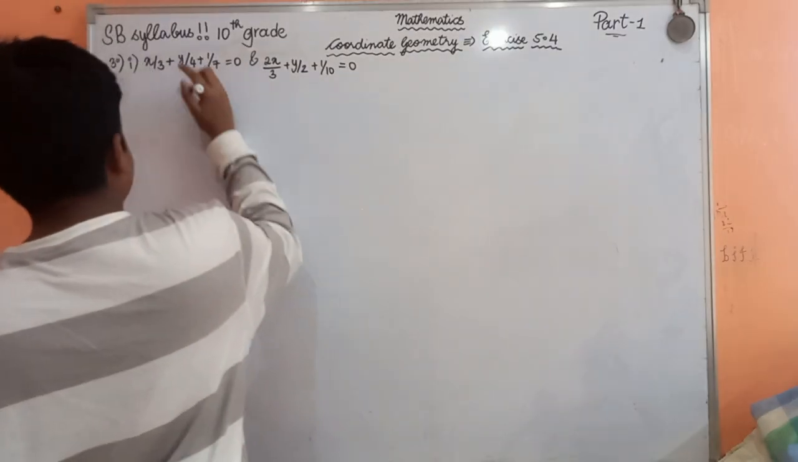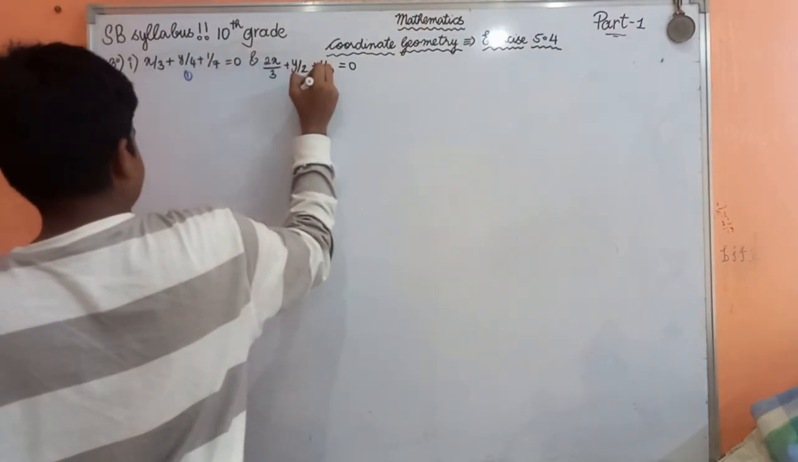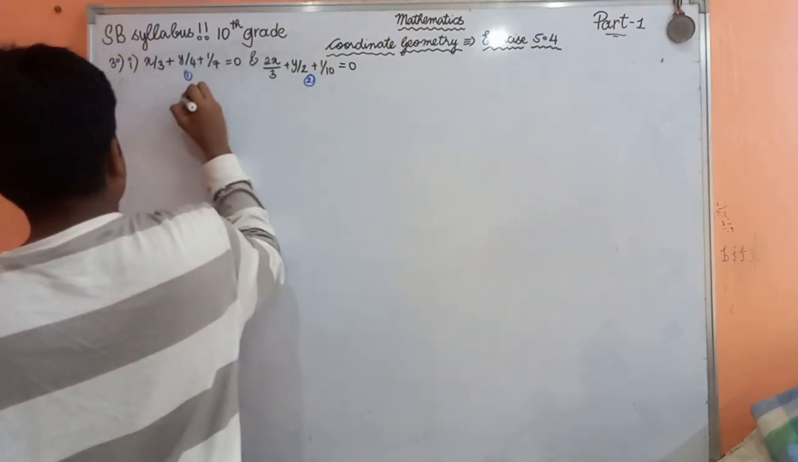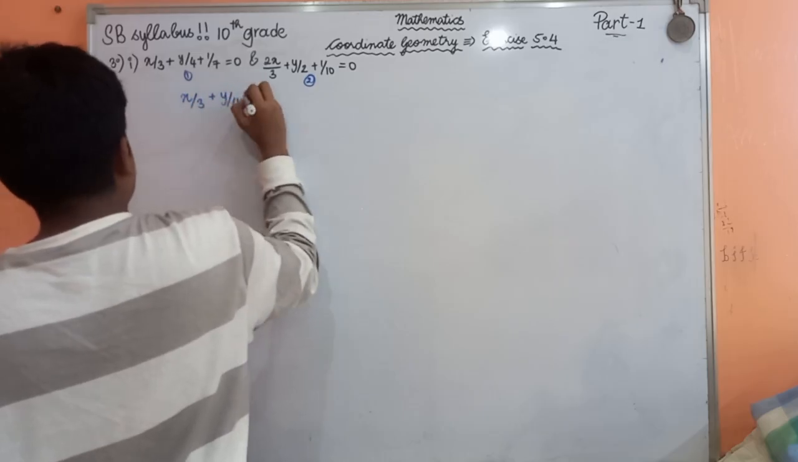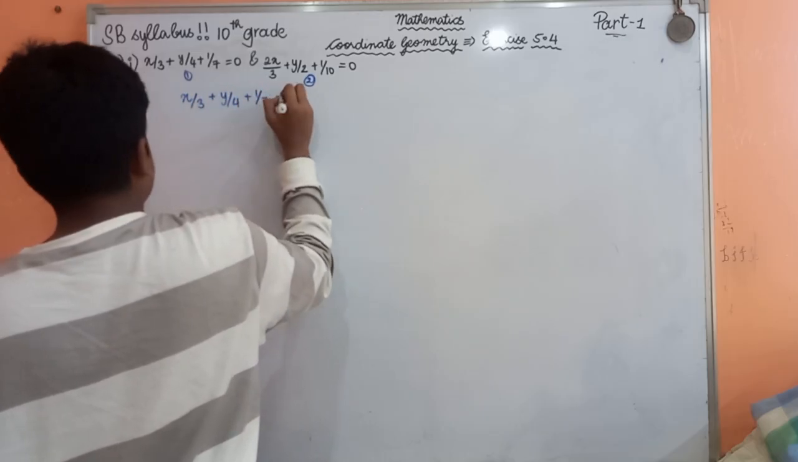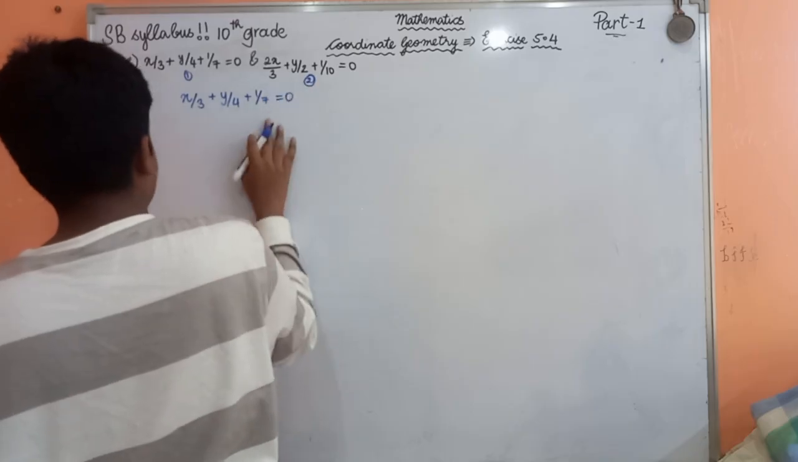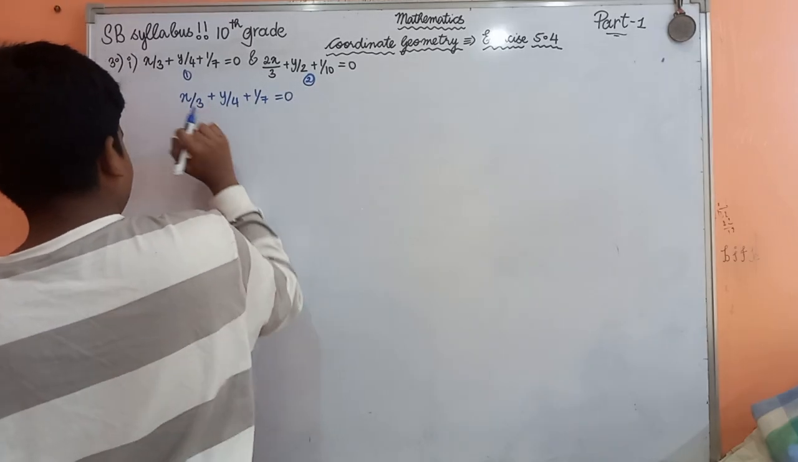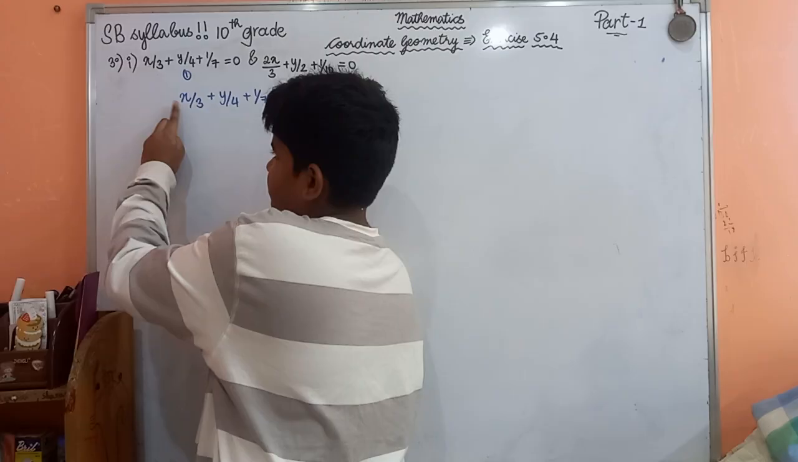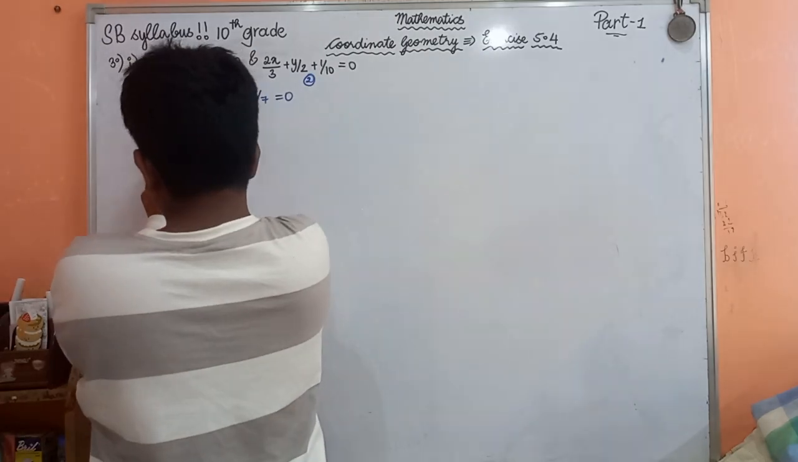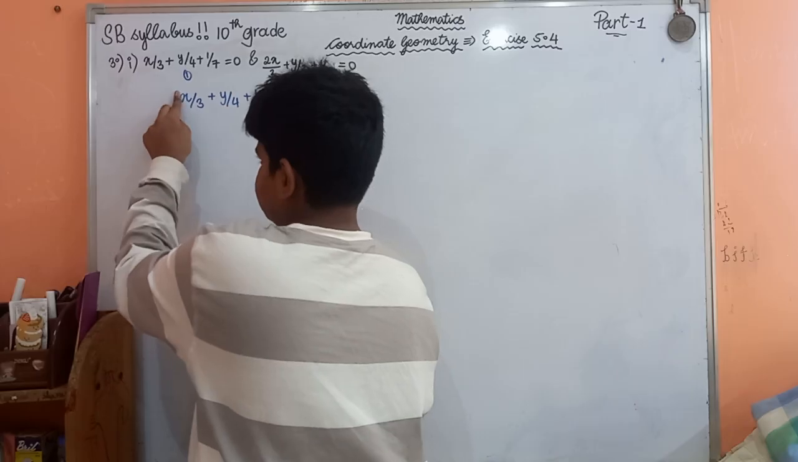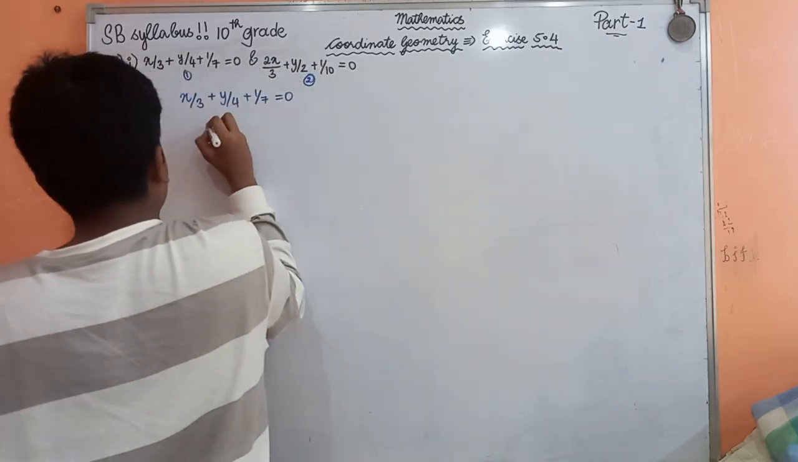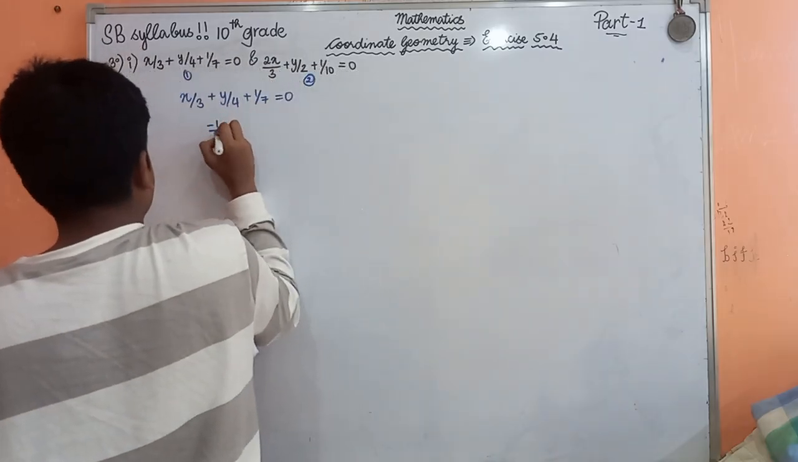This is the first equation: x/3 + y/4 + 1/7 = 0. So what is the slope? Minus the coefficient of x over the coefficient of y. The coefficient of x is 1/3, and since there is a minus sign, we get minus 1/3.